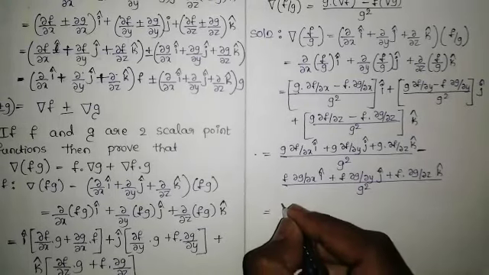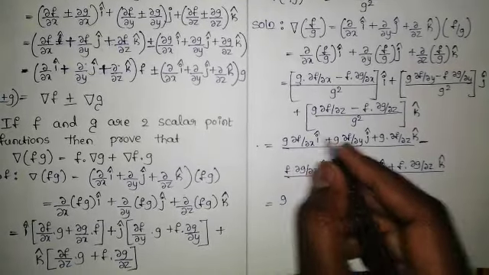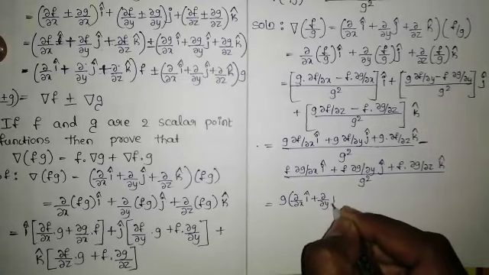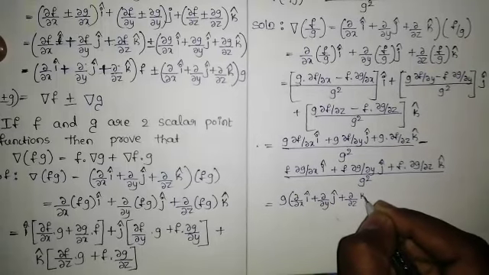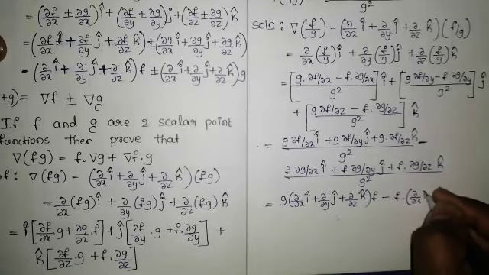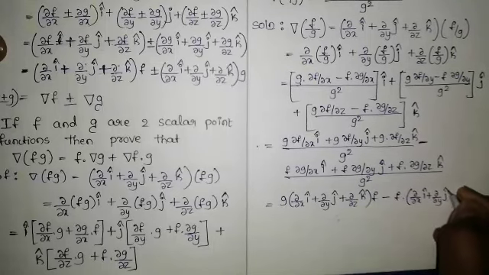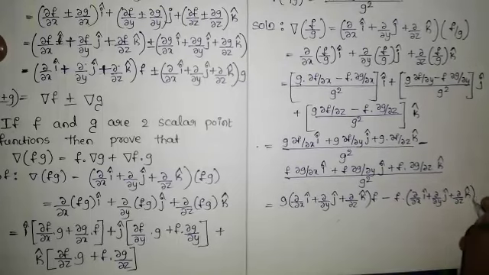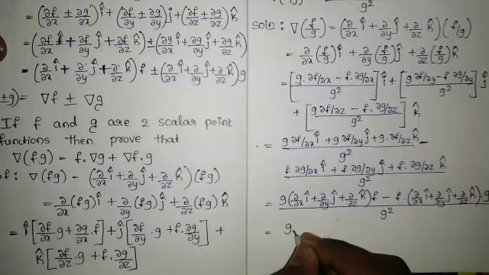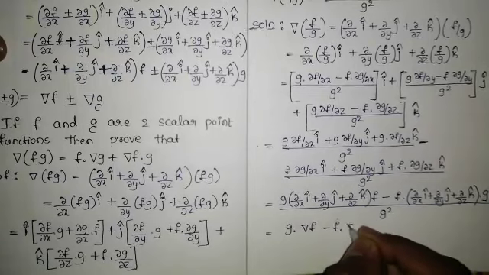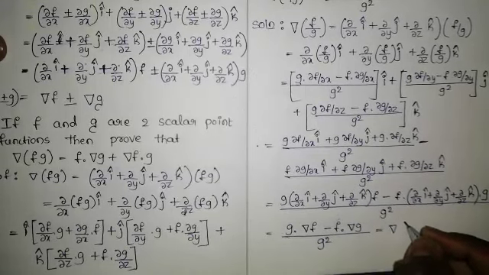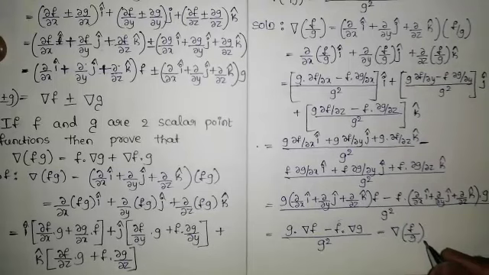So this gives g into, next taking f and g outside, (∂/∂x into i cap plus ∂/∂y into j cap plus ∂/∂z into k cap) into f, minus f into (∂/∂x into i cap plus ∂/∂y into j cap plus ∂/∂z into k cap) into g, divided by g square. So this gives g into del f minus f into del g divided by g square. This is our required condition, that is del of f by g.